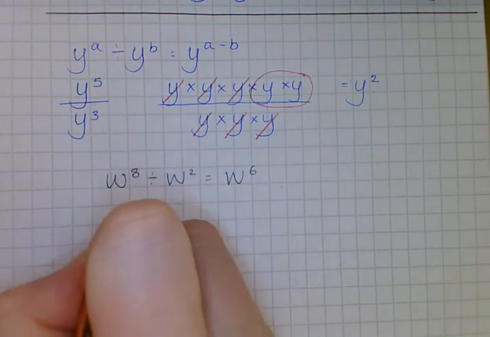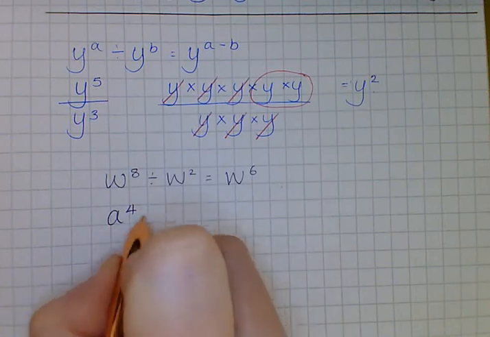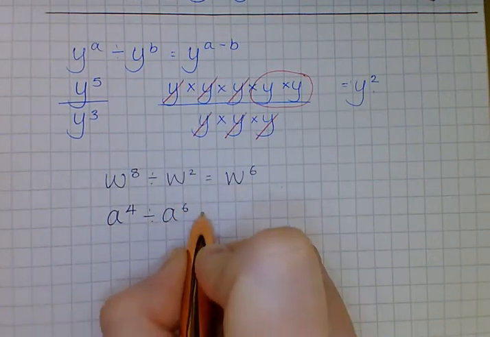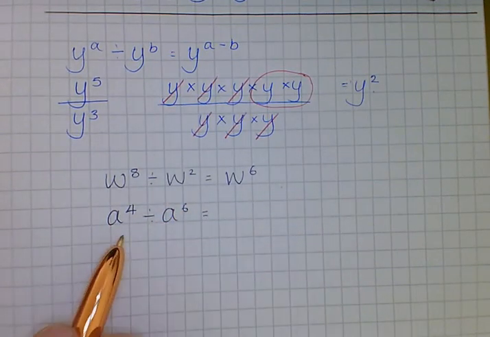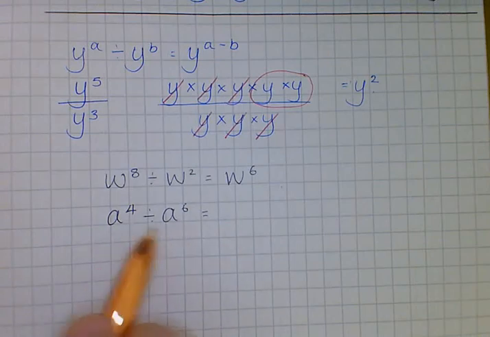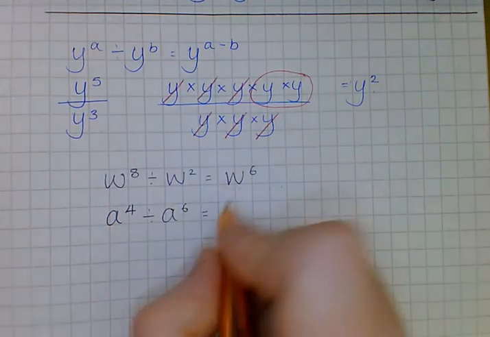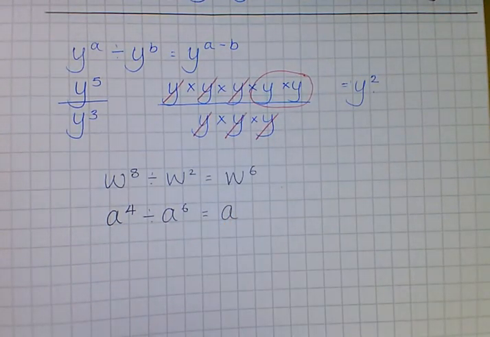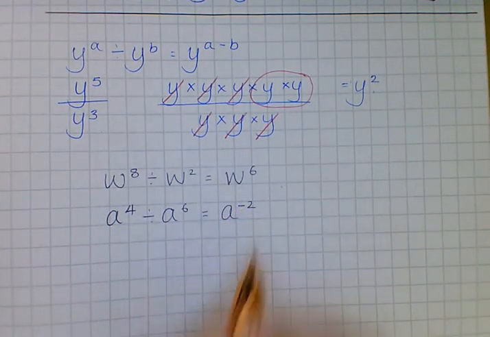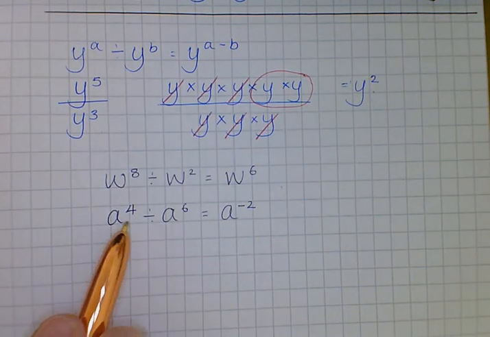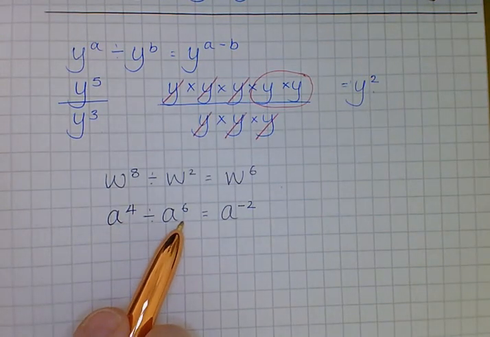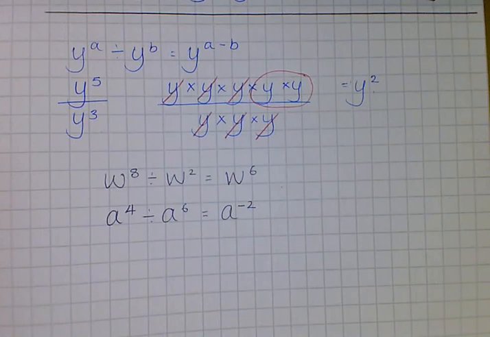So if, for example, I had a to the power of 4 divided by a to the power of 6, I've got to do them in the order that they appear here. So it's going to be 4 take away the 6, which means I'm going to get a negative indice, but that's fine. So that's going to be a to the power of negative 2, because 4 take away the 6 is going to give me negative 2.